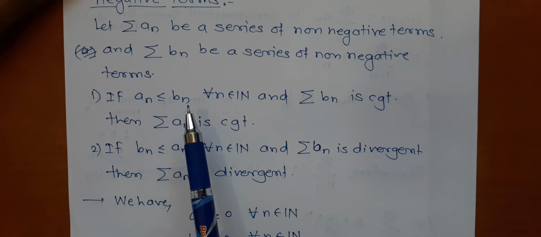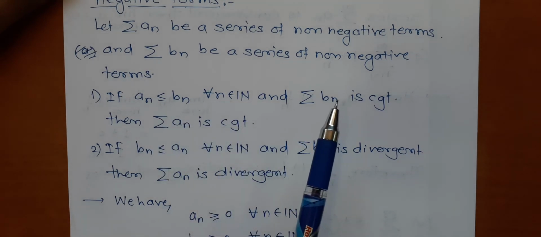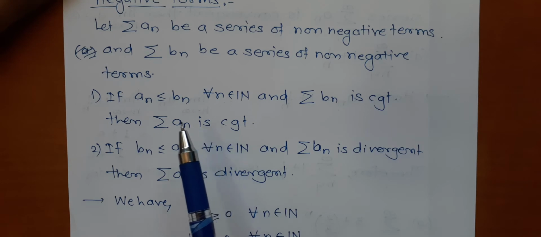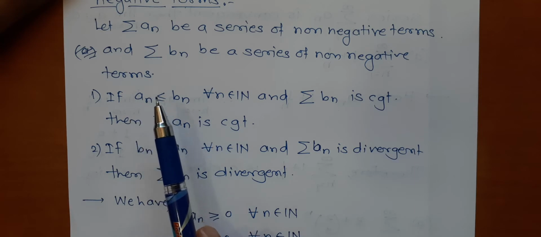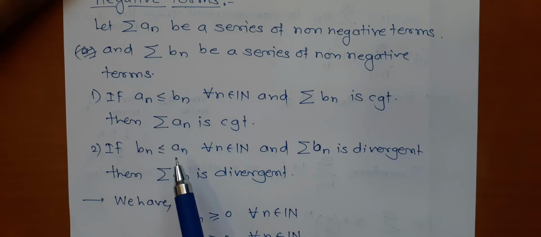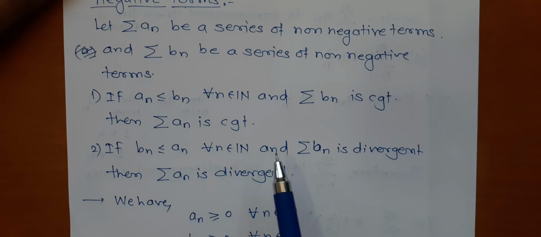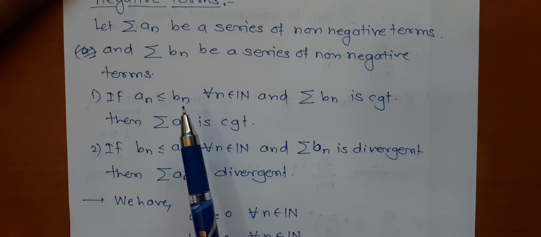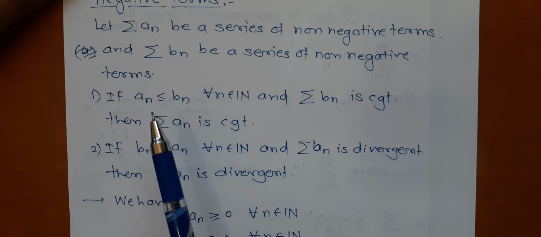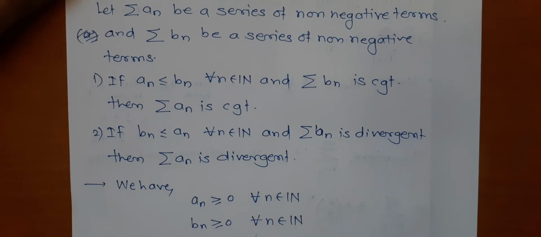a_n is less than or equal to b_n for all n, and if b_n is convergent, then a_n is convergent. So a_n is smaller than b_n. If the larger series is convergent, the smaller series is convergent. And here we have the exactly opposite relation: if b_n is divergent, then a_n is divergent. In simple words, if the larger series is convergent, the smaller is convergent, and if the smaller is divergent, the larger is divergent. In this way we have to prove. Getting it? So let us start the proof.